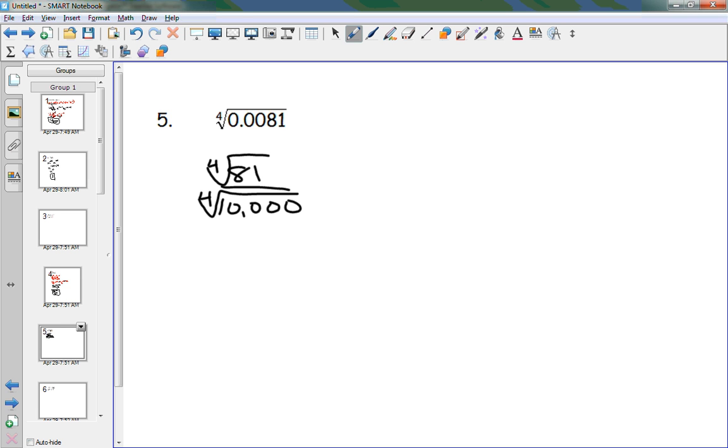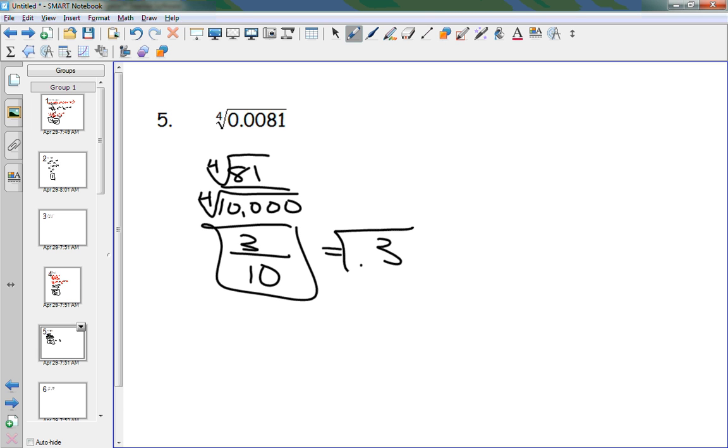So now, what number multiplied by itself 4 times is 81? 3. What number multiplied by itself 4 times is 10,000? 10, to give you 3 tenths. Wait, that's 3 over 10.